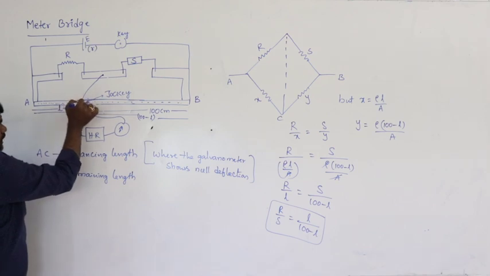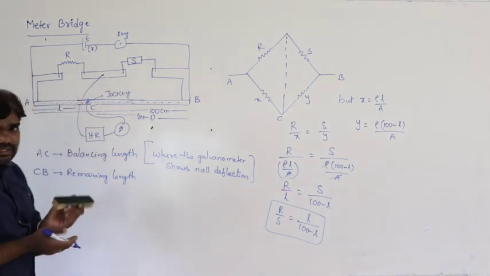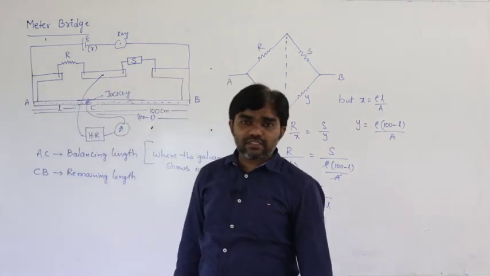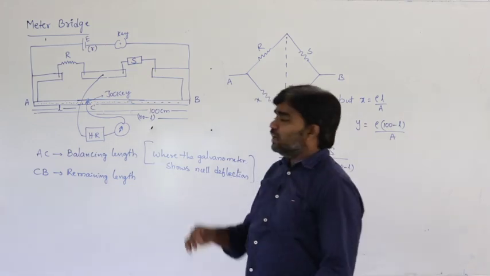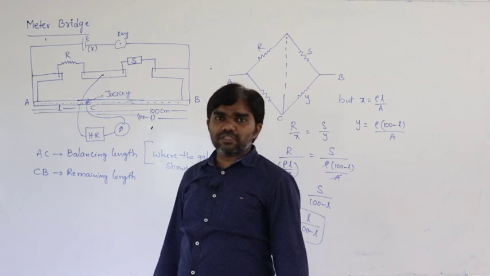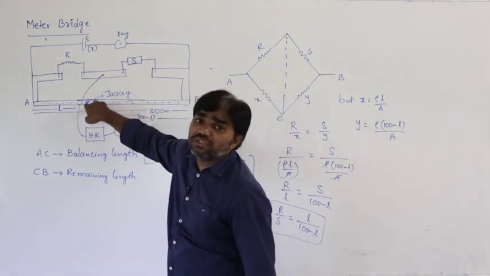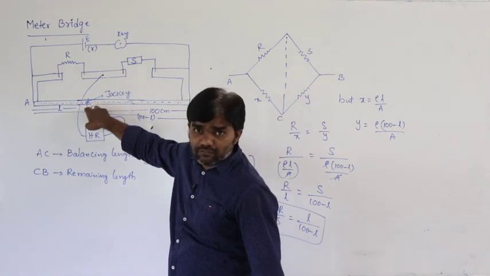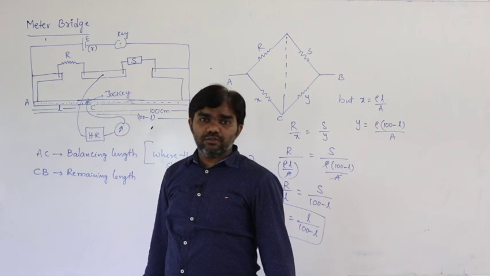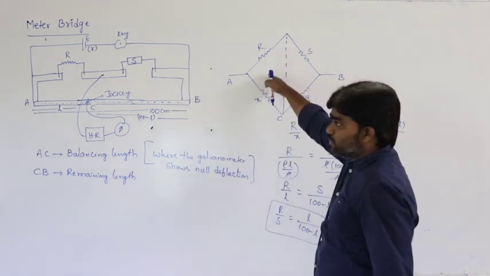If you place the jockey like this, then at a certain instant the galvanometer shows null deflection. Null deflection means current does not pass through the galvanometer. At the position where the galvanometer shows null deflection, these two points must be at the same potential because no current passes. So that is the condition of Wheatstone's bridge.